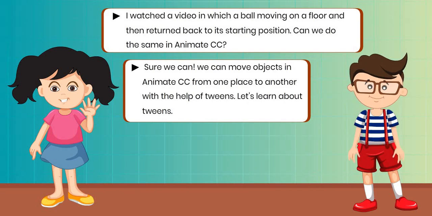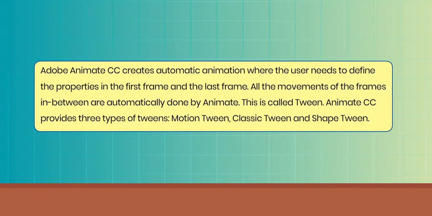Let's learn about tweens. Adobe Animate CC creates automatic animation where the user needs to define the properties in the first frame and the last frame. All the movements of the frames in between are automatically done by Animate. This is called tween. Animate CC provides three types of tweens: motion tween, classic tween, and shape tween.